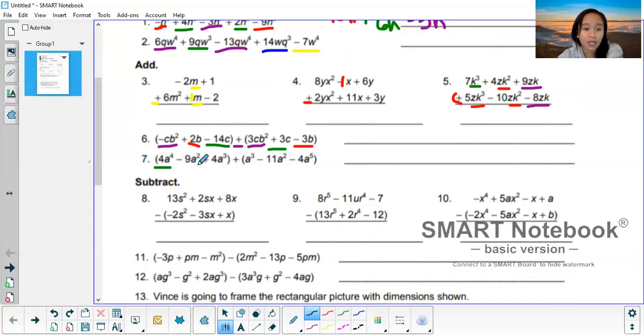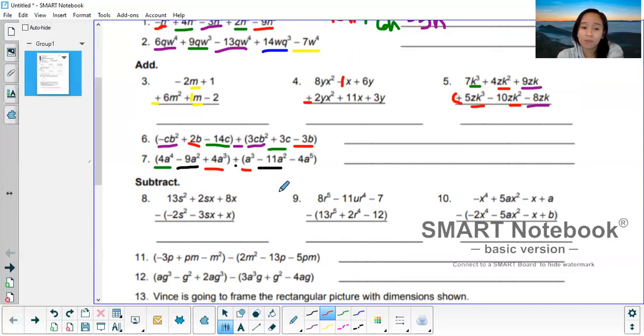Then for the a squared, that's negative 9a squared plus, because that's plus in between, negative 11a squared. So what's negative 9 plus negative 11? And then a cube, what's 4 plus 1 for the a cube. So you write that down.